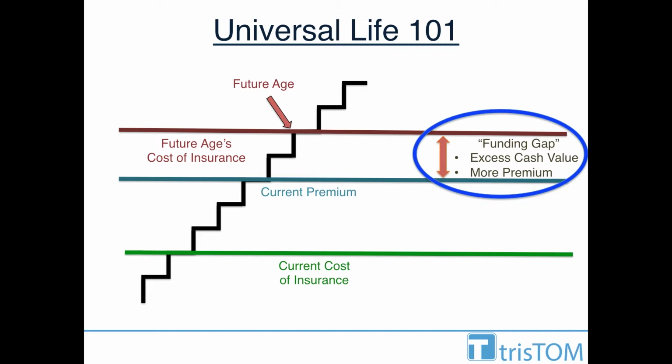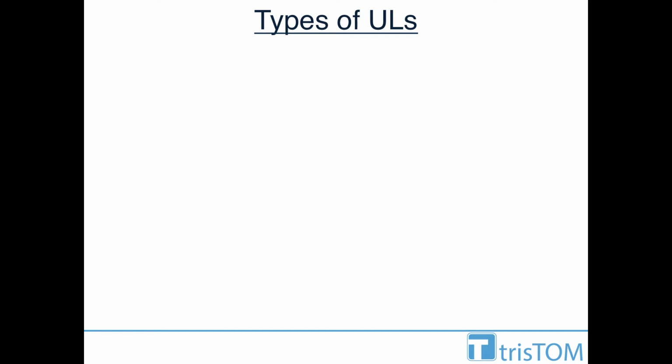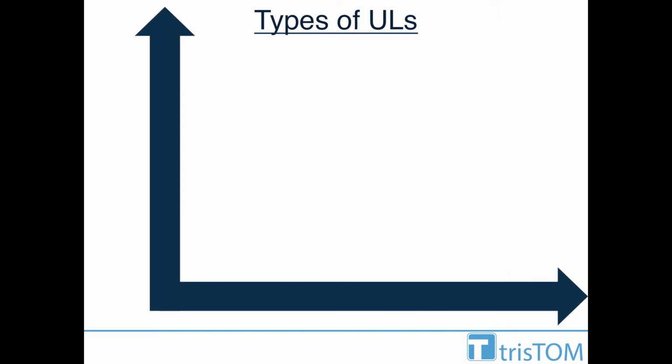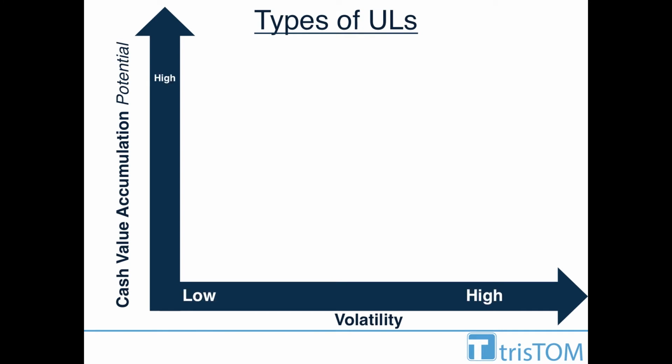So now let's go over the variations a little bit more in depth of a indexed, a variable, and also a traditional universal life policy. We have to keep in mind the UL policy's volatility as well as the cash value accumulation potential. And it's based upon, like I said, the volatility and the potential for the cash value to increase.